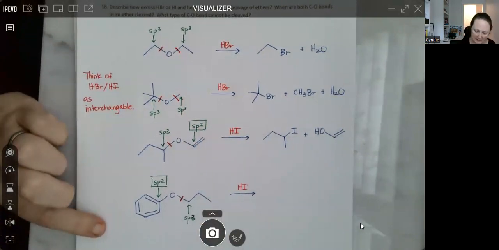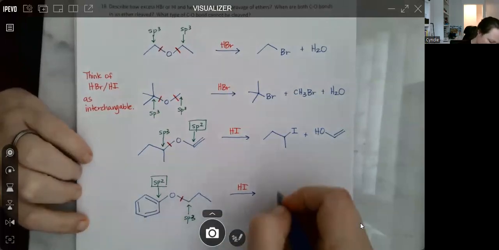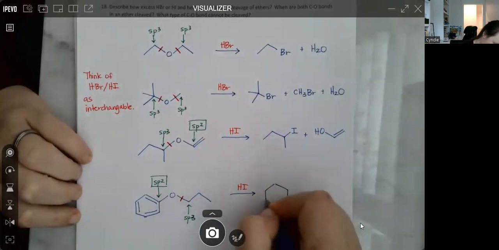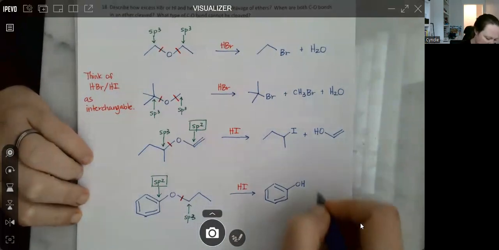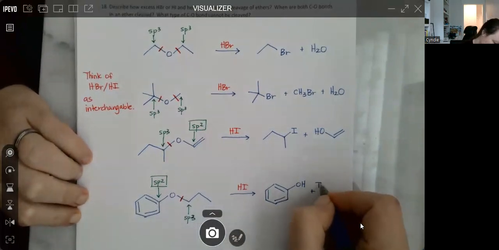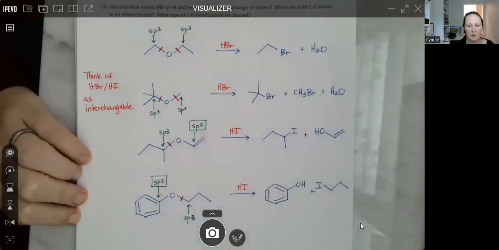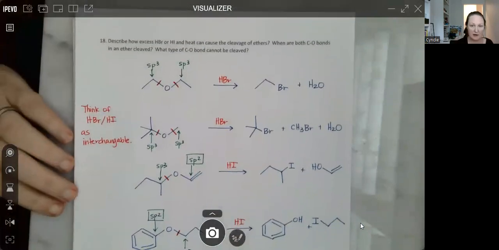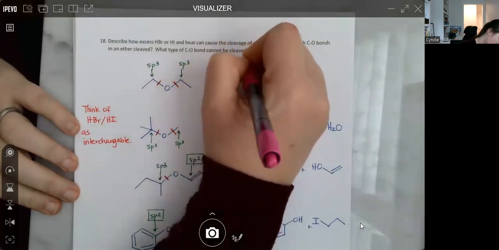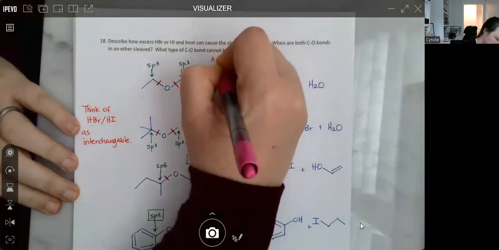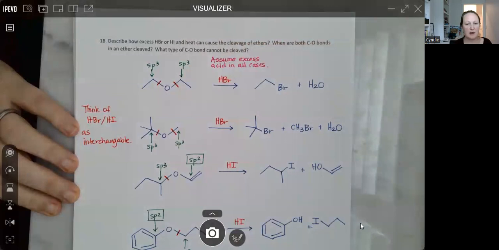And then here again, we cannot cleave this carbon-oxygen bond because this carbon is sp2. So we'll just draw phenol as one of the products. So no water molecules produced here, right? And also some propyl iodide. Okay, and then I'll just make a note up here that we can assume excess acid in all cases. And acid meaning HBr or HI.